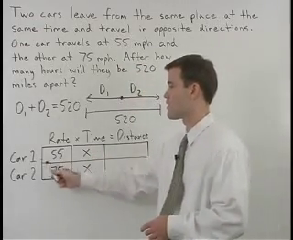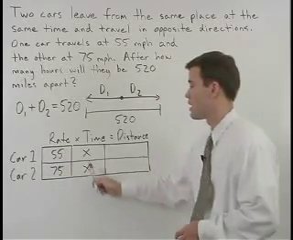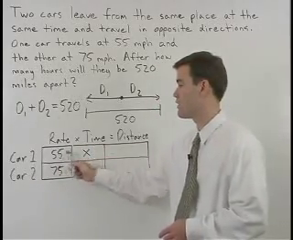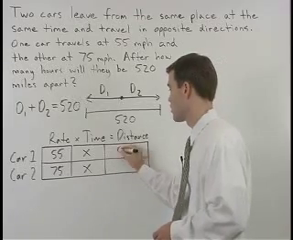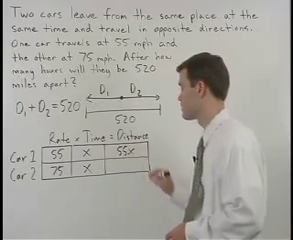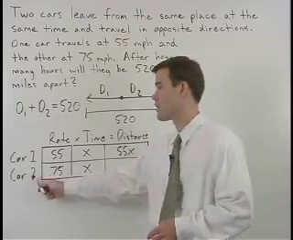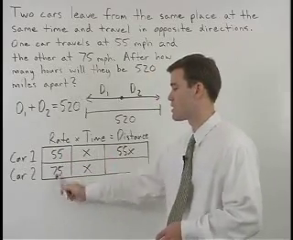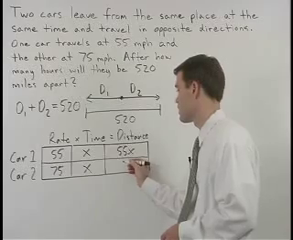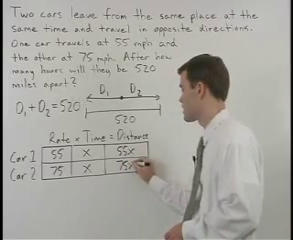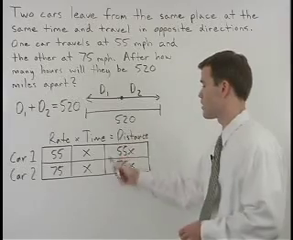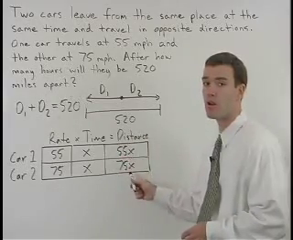The distance for the first car will then be the rate of the first car times the time of the first car, which is 55 times x, or 55x. The distance for the second car will be the rate of the second car times the time of the second car, which is 75 times x, or 75x. So these two values represent the distances for the two cars.